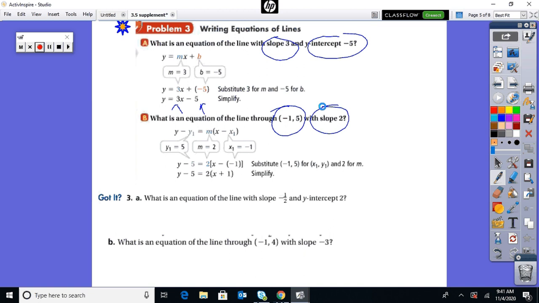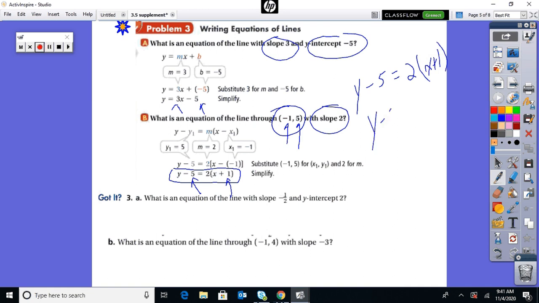So plug the x in, plug the y in. I mean, you're gonna gotta flip the sign. So if it was negative, now it's positive. If it was positive, now it's negative. And simplify. So now we can take this equation and we can put it into slope-intercept form very easily.